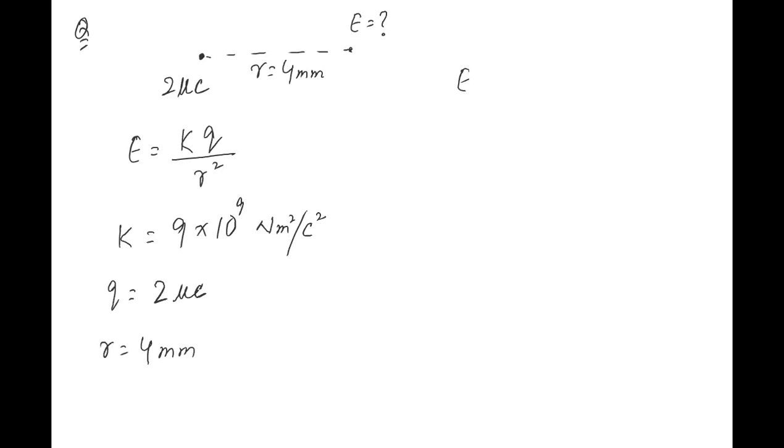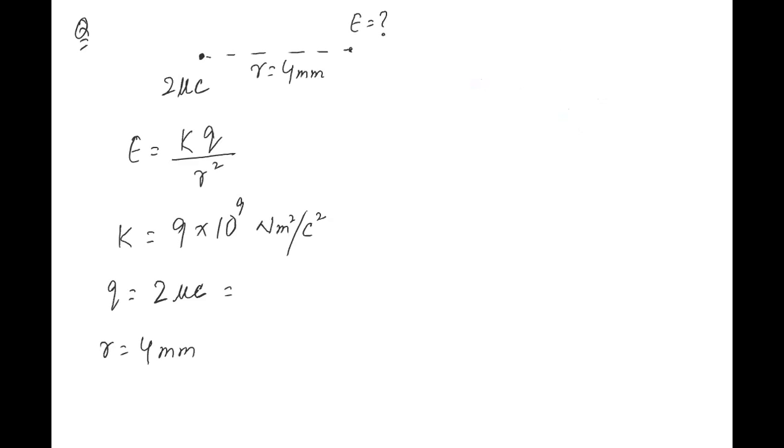Tell me whether I'm correct or not. If I write the value of k as 9 into 10 to the power 9, charge as 2 and distance as 4 square, is it correct or not? No, sir. Why is it wrong? Because the SI unit may not have been used. Yes, very good. So you haven't put everything in SI unit, so you should change this in SI unit.